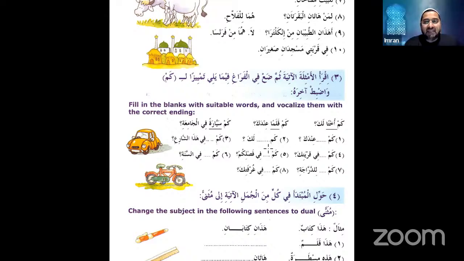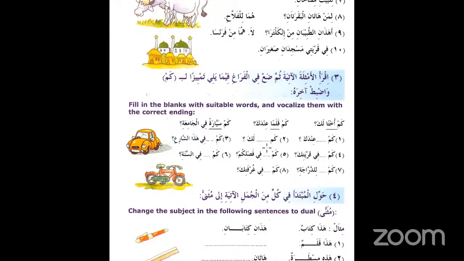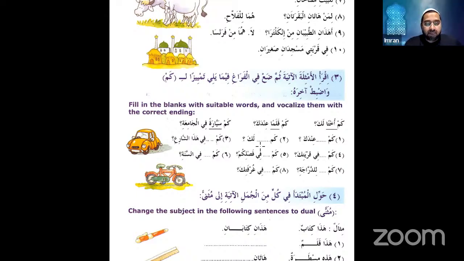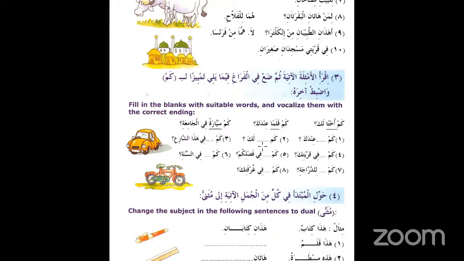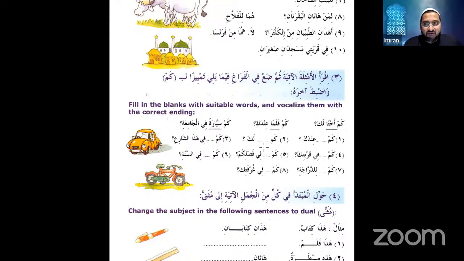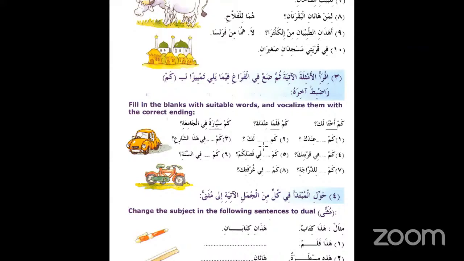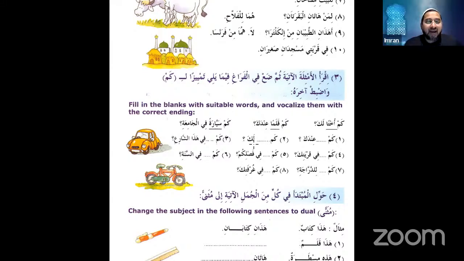Next one. How many sisters, how many brothers do you have? Kam akhan laka. How many brothers do you have? And how do you say how many fathers do you have? Sorry, that's rude. So how many uncles do you have? Kam amman laka. Ahsanti. Correct.